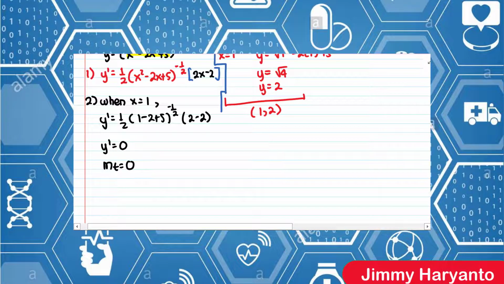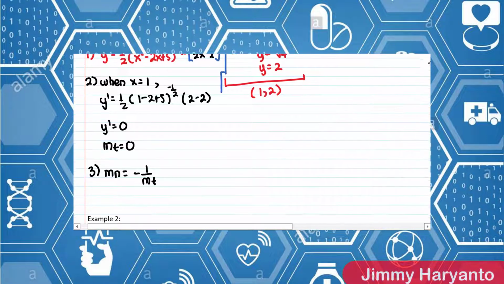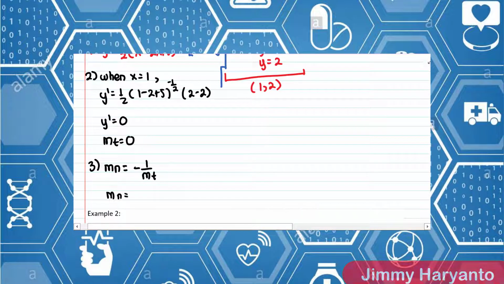If the gradient of the tangent equals 0, the gradient of the normal, the third step, will be negative 1 over the gradient of the tangent. So the gradient of the normal equals negative 1 over 0. Negative 1 over 0 means infinity. After you get the gradient of the normal, in step 4 you have to find the equation of the normal: y minus y1 equals m normal in the bracket x minus x1.